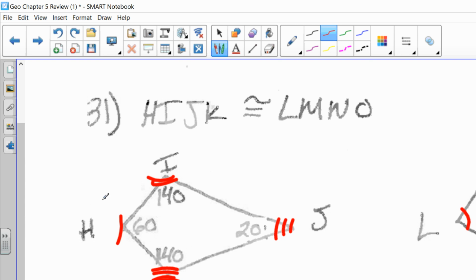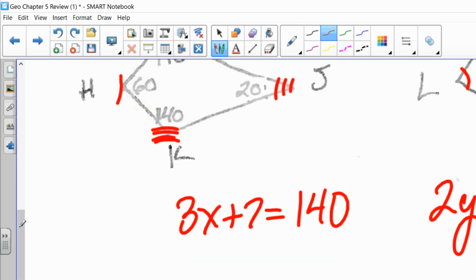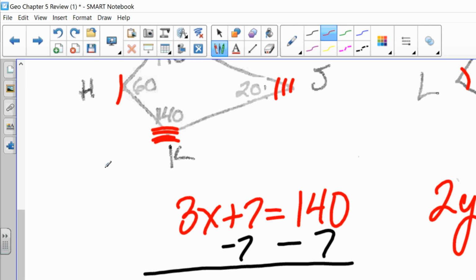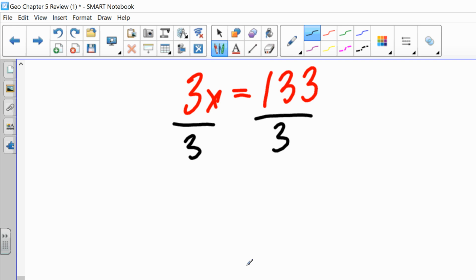Looking at this here, 3x plus 7 is equal to what? 140, because those two parts are congruent, yes? And the other one is that 2y is equal to? Now we just need to solve. So it's very similar to the ones we did previously, but now we're just trying to find X and Y. So over here, the first thing we can do is subtract 7 from both sides, which tells me that 3x is equal to 133. Divide by 3, and we'll get a very nice number.